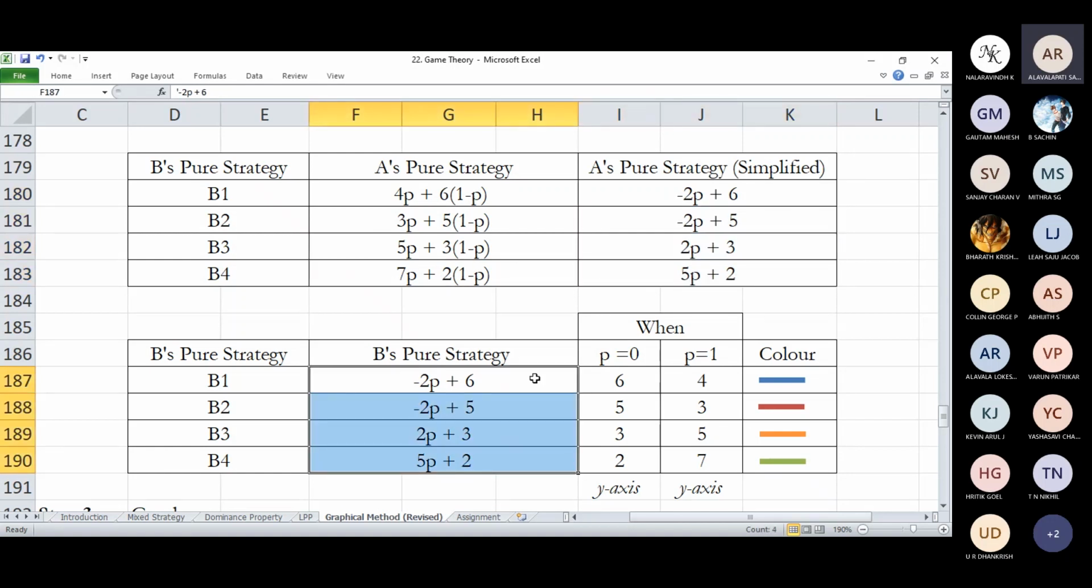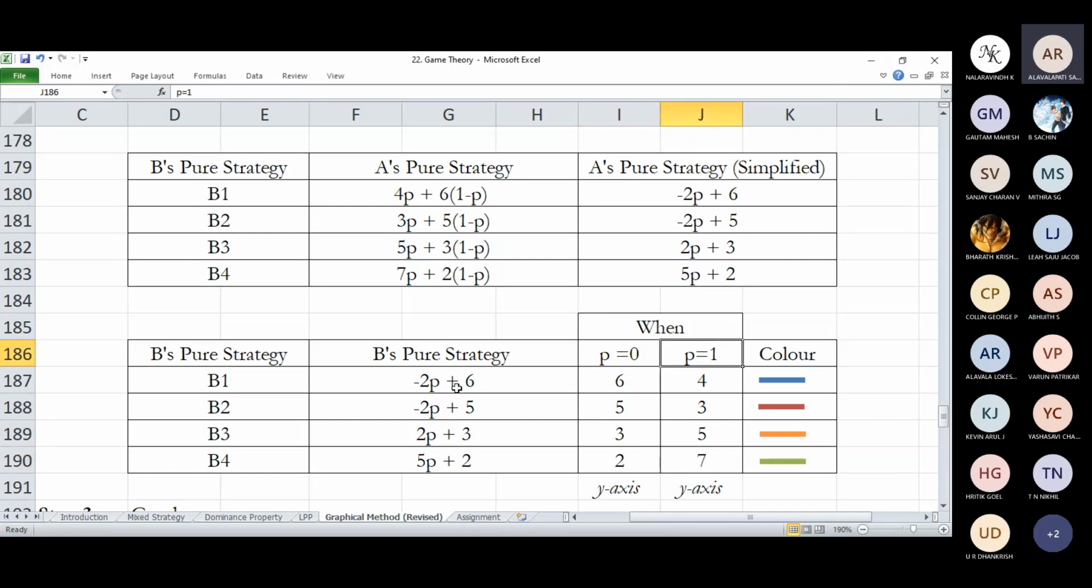Right. Next step is to find out the value of this when p equals 0 and p equals 1. So p equals 0 is the zero probability, and p equals 1 is the maximum probability. When p equals 0, this term becomes 0, and this will become positive 6. In the same way, this becomes 5, this will be 3, and this will be 2.